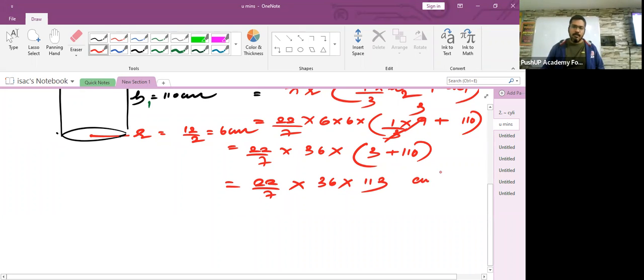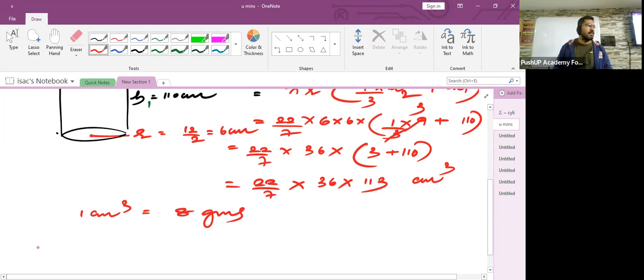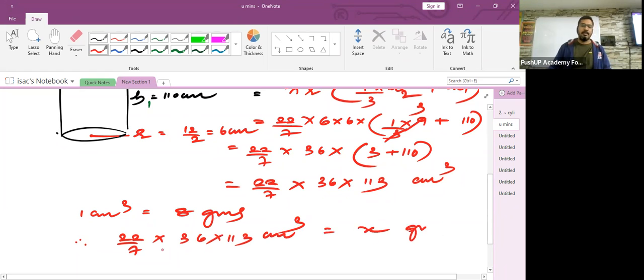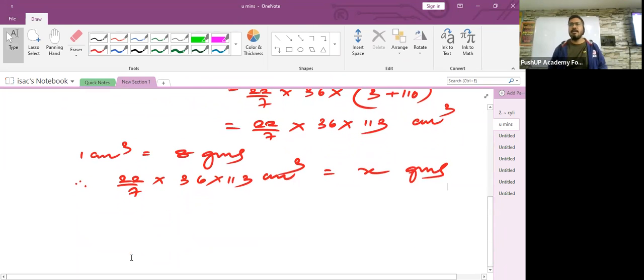This is the volume of the given solid. But did they ask you to find the volume of the solid? No. They indirectly ask you to find the volume so that from there you can reach the mass of the solid, isn't it? 1 centimeter cube is equal to how many grams? It is 8 grams, isn't it? Therefore, 22 by 7 into 36 into 113 centimeter cube will be equal to how many grams? This is what I have to find, isn't it?